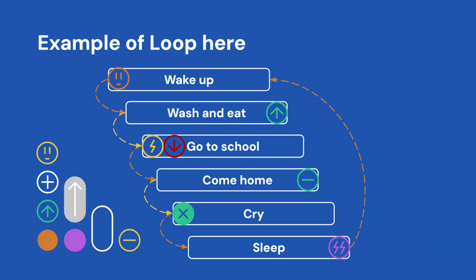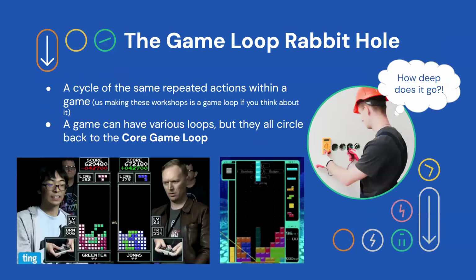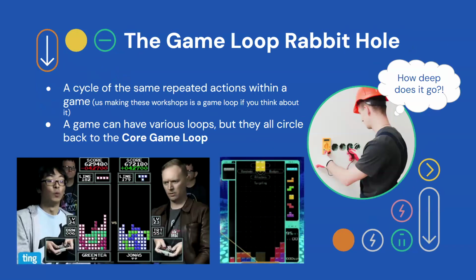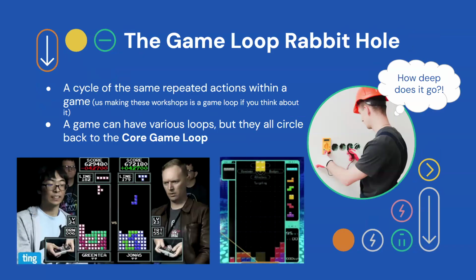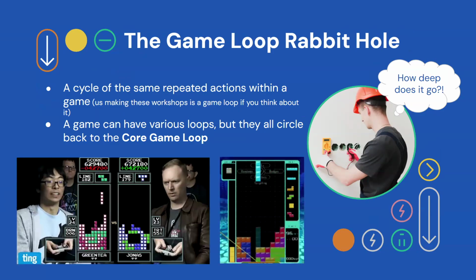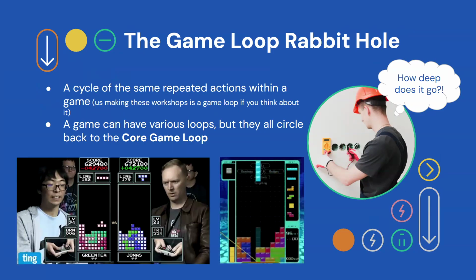So now that we have that, let's move on to what the rabbit hole of game loops are. What are game loops? Yeah, so we saw a loop of a sad college student's life. So what are game loops, I guess? So a game loop is a series of activities that players repeat repeatedly in the game. And often a single game contains several smaller game loops.